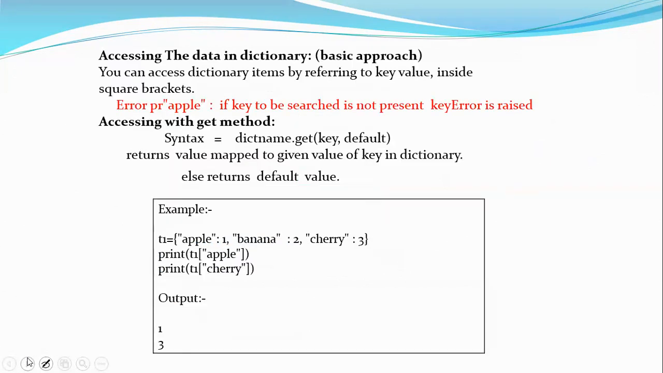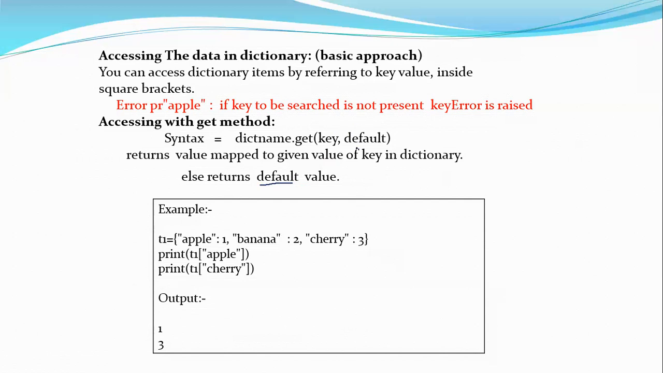How can I access a dictionary? Usually the dictionary's values are accessed using the key. By placing the key inside square brackets, I can access its corresponding value. I can also use the get method. The syntax is dictionary name dot get of key comma default. It gives the corresponding value for that key. If the key is not present in the dictionary, it gives the default value.